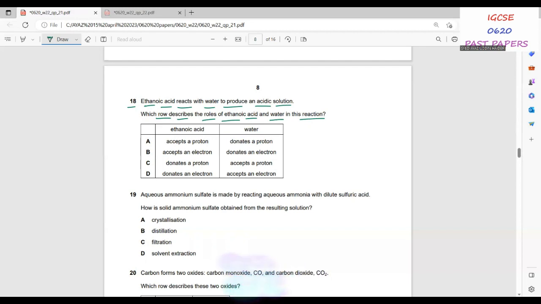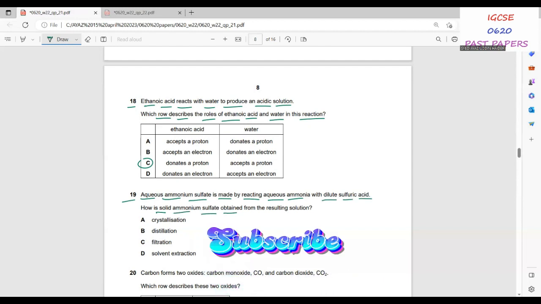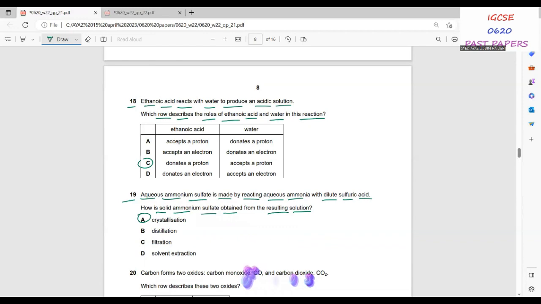And water will be acting as a base, it will accept protons. So C will be the right answer for this question. Number 19, aqueous ammonium sulfate is made by reacting aqueous ammonia with dilute sulfuric acid. How is solid ammonium sulfate obtained from the resulting solution? You simply crystallize it. So A will be the right answer in this case.